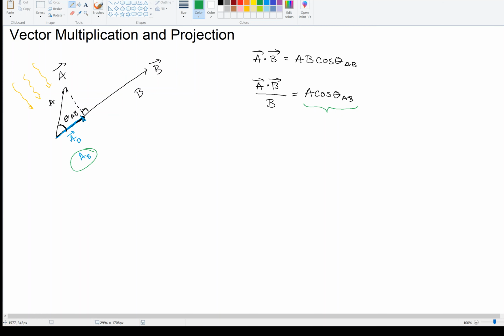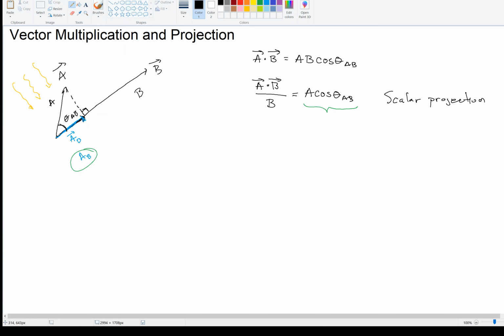So I would take my two vectors, dot them together, A dot B, then divide by the length of B, and that would give me the length of the vector that I want. So this would be the scalar projection. This operation is a scalar because A dot B is a scalar and B is the length of vector B. So this is a scalar divided by a scalar. That gives me a scalar.